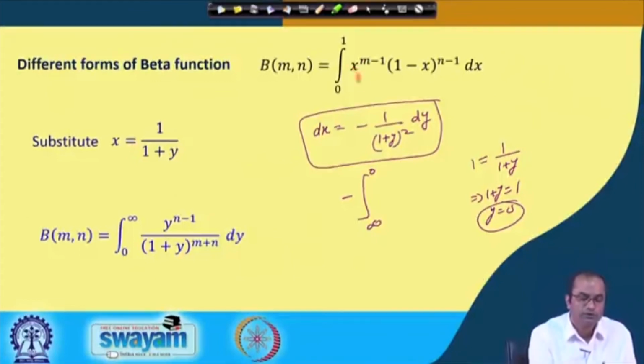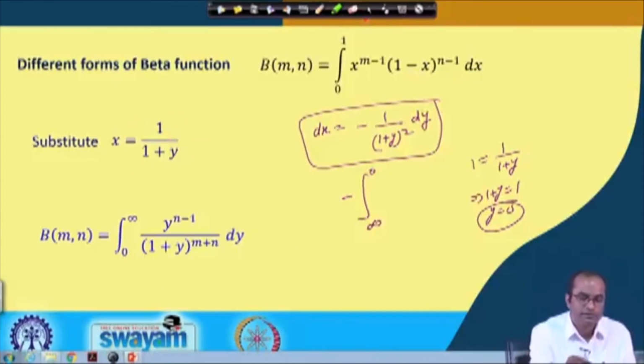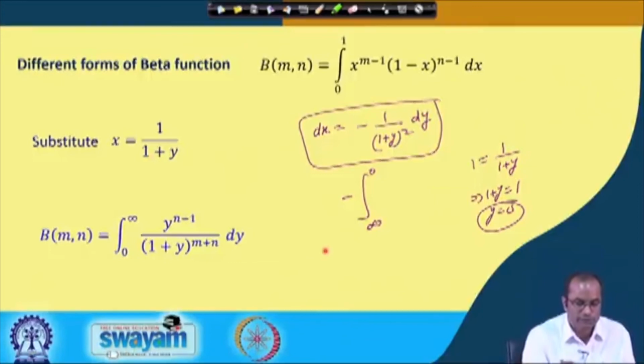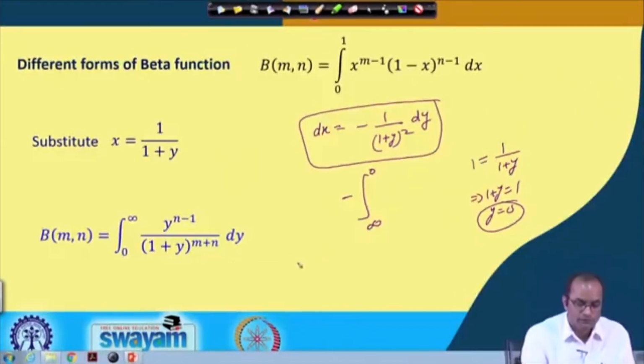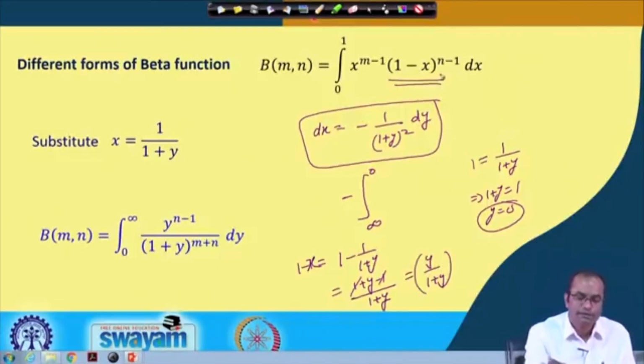So, we will have here 1 over 1 plus y power m minus 1, and then 1 minus x. So, what will be 1 minus x? 1 minus x will be 1 minus 1 over 1 plus y, and this is 1 plus y minus 1 over 1 plus y. So, this will be y over 1 plus y. So, here y power n minus 1, and 1 plus y power n minus 1.